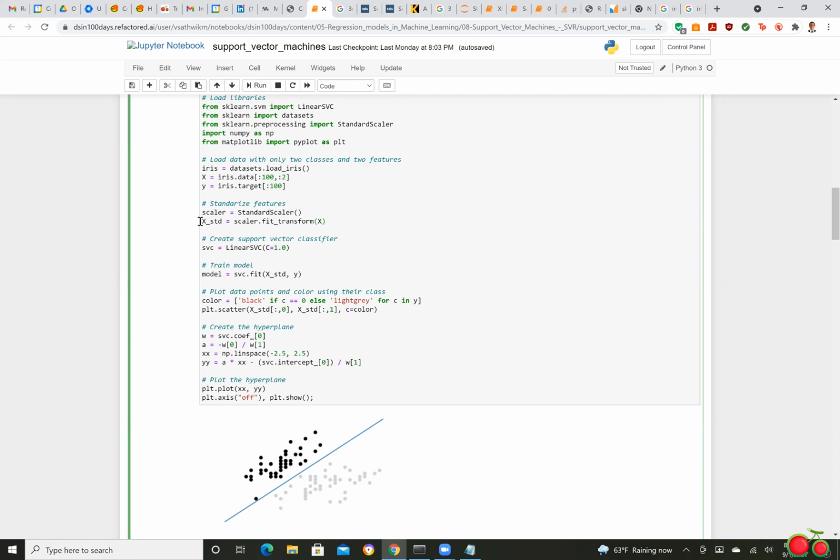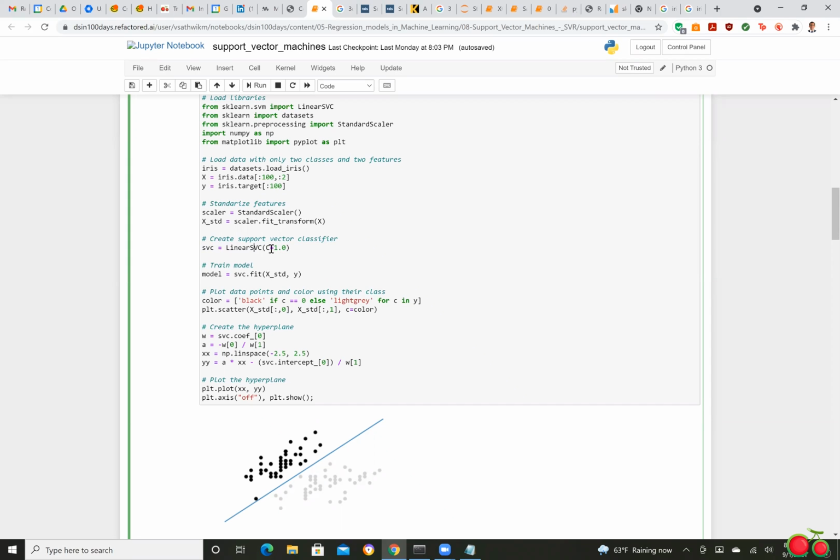This is scaling. So we are scaling the data set so that we fit all our observations between 0 and 1. We'll talk about that later, because when we do the exercise, I want you to not do this and see what the results are, and then do this and see what the results are. Create support vector classifier. This is where we are calling our method linear SVC. We're calling the classifier with C equal to 1.0.